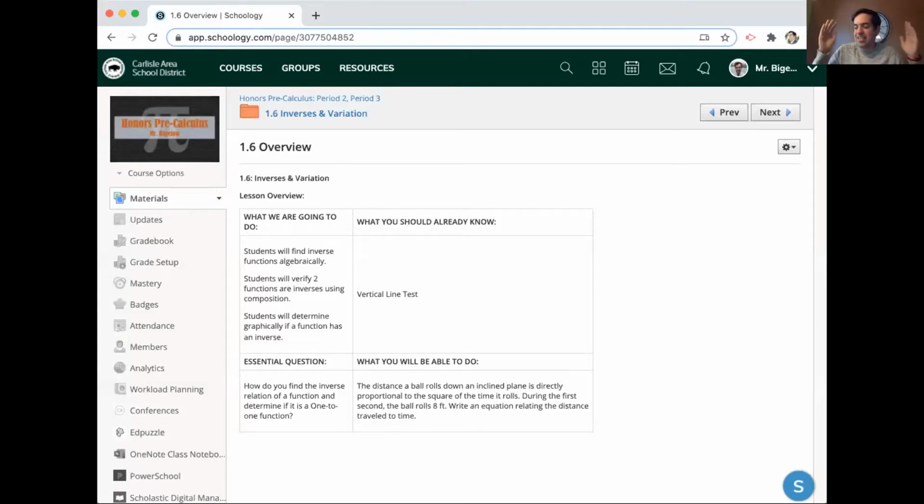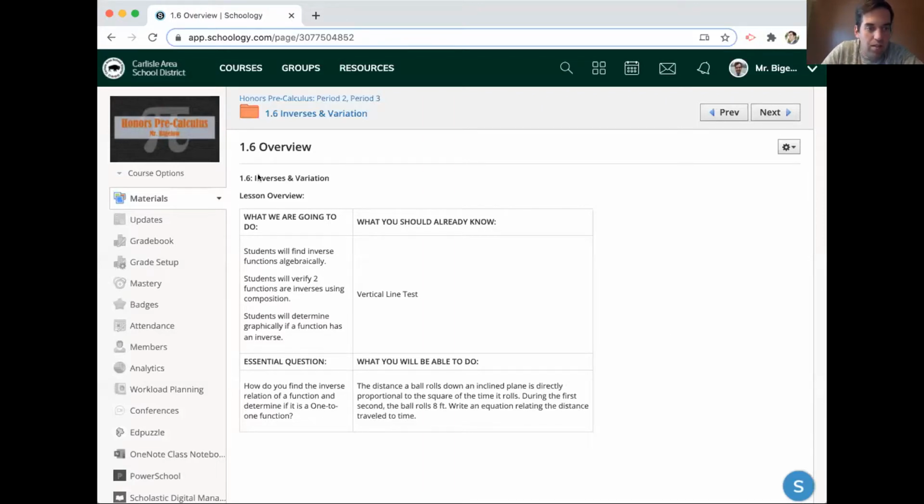This is the last lesson in Unit 1. After this lesson, you'll still have a lesson 6 assignment to do, and then we will have a review and a quiz in class. So here's what we're doing for our last lesson today.